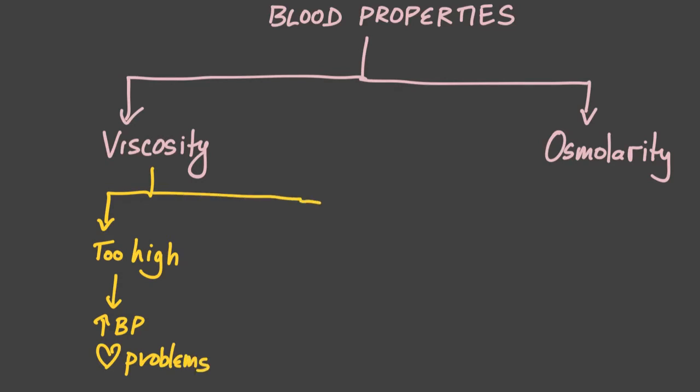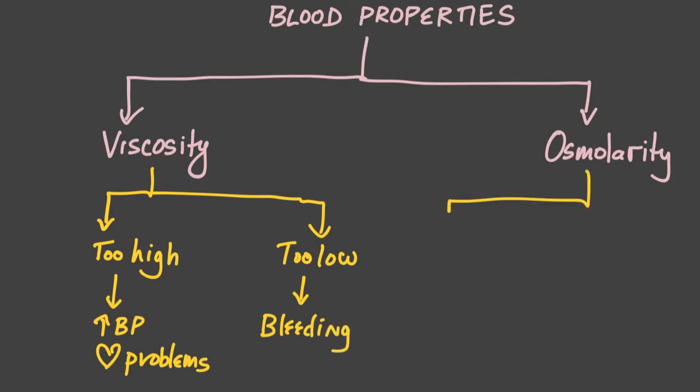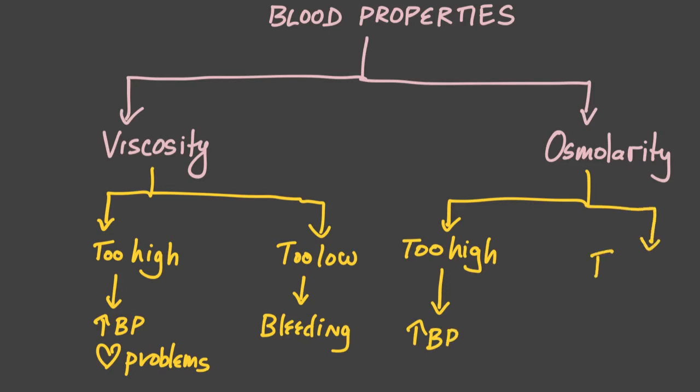If the viscosity is too low, then the blood is too thin and it ends up with too much bleeding, excessive and unnecessary bleeding. Osmolarity. If the osmolarity is too high, water enters blood vessels and so blood volume and blood pressure go up. So increased osmolarity leads to high blood pressure. If it's too low, it ends up with edema.